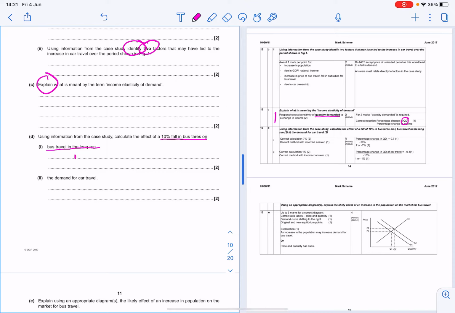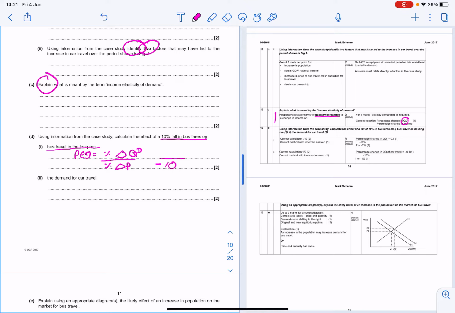So we need that formula. PED is percentage change in quantity demanded over percentage change in price. Now this question is quite unusual because they're telling you that the fall is going to be 10%, and then you've got to figure out where all the numbers go. So we've got a 10% fall in bus fares, so that's going to go on the bottom, and it's a fall, so we're going to put a negative there.